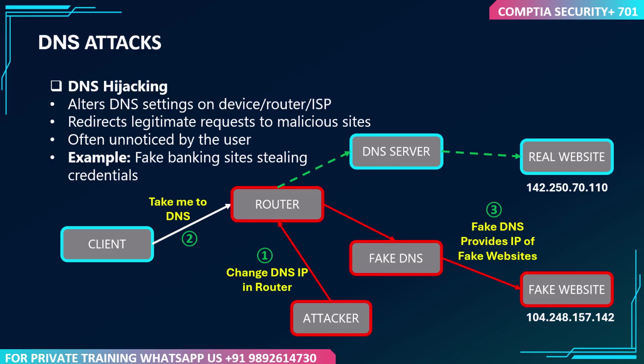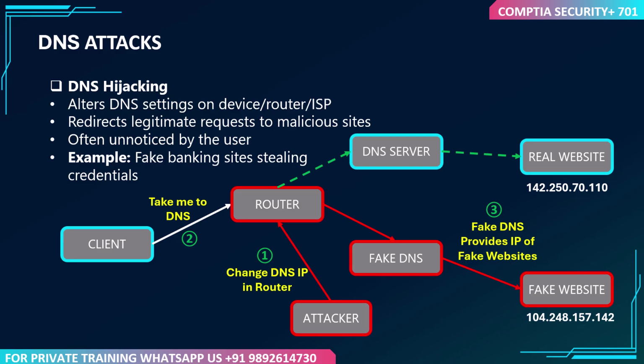For example, let's say an attacker accesses your home router and changes the DNS setting from Google DNS 8.8.8.8 to their own malicious server. Now, whenever you try to visit a website, your request is sent to the attacker's DNS server instead of a legitimate one. So even if you type the correct URL, like your bank's, the fake DNS server gives back the IP address of a lookalike fake site. You log in as usual, but now your credentials are going straight to the attacker.